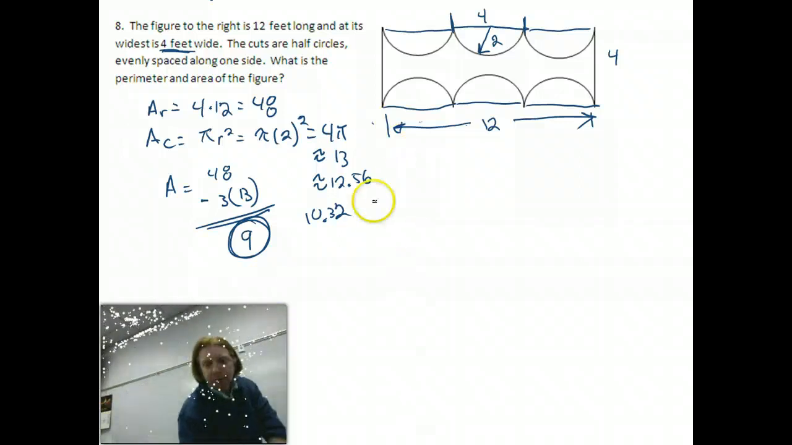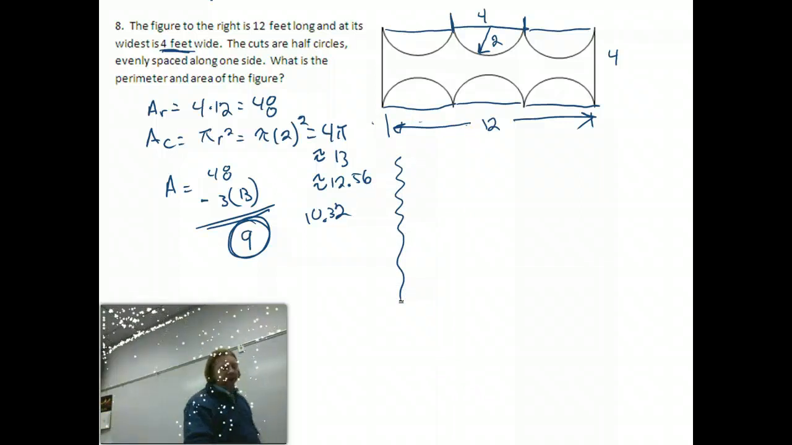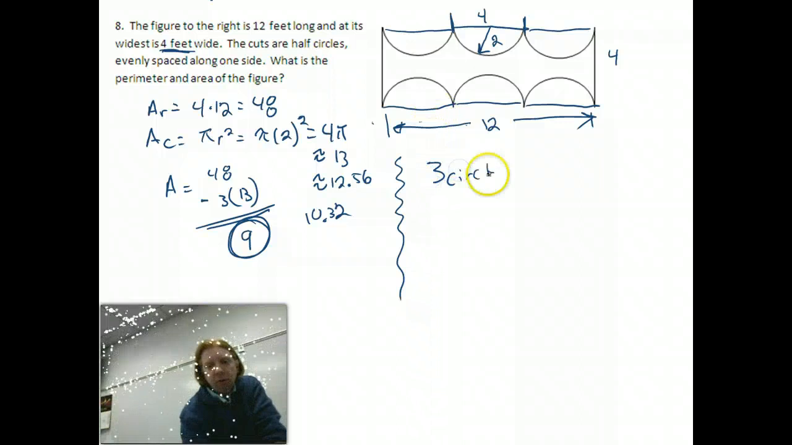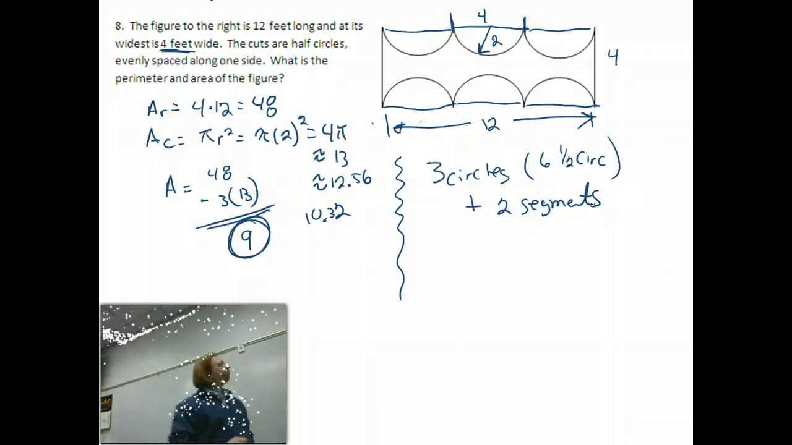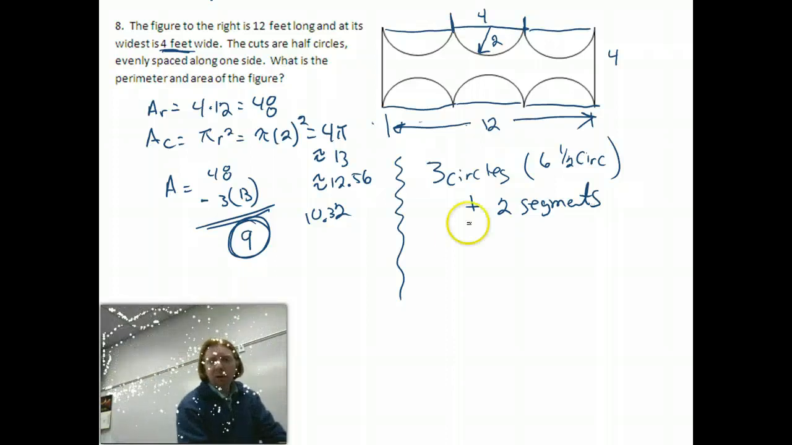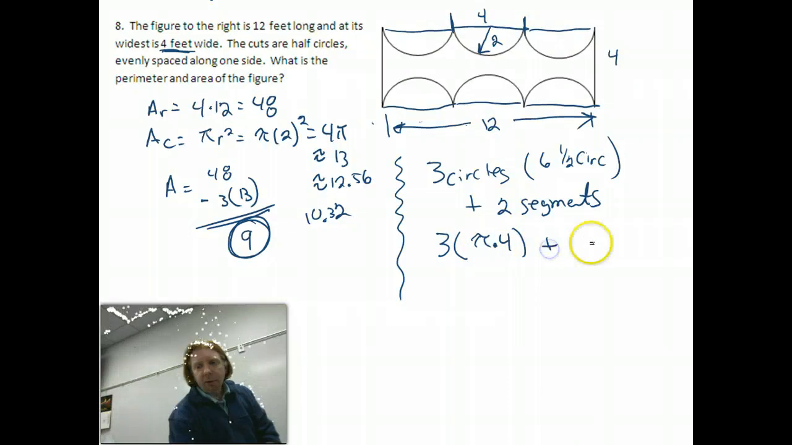Now when we do perimeter, again, it's not too bad of a problem. Just break it down into pieces. I've got 3 circles, or rather 6 half circles, and I'm adding on to that 2 segments. So that means what I'm really looking at here is 3 times the circumference of a circle, which is pi times diameter. So pi times 4 plus my 2 segments of 4 units each. Simplifies to 12 pi plus 4.